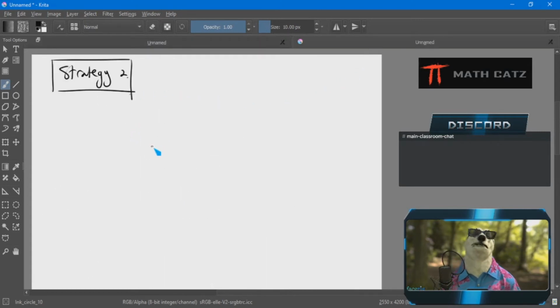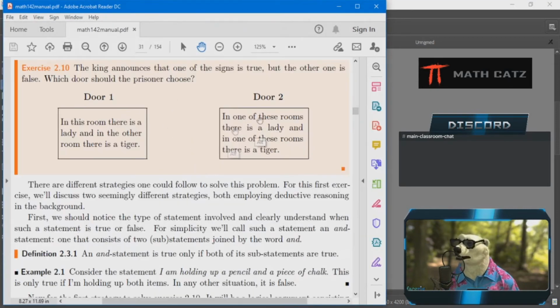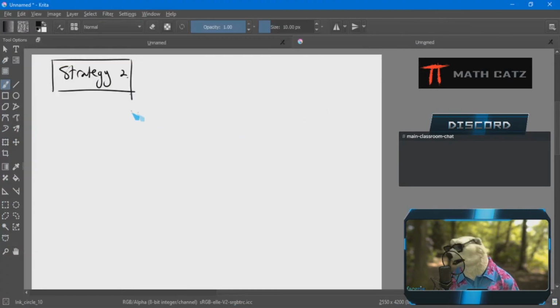In strategy two, I'm going to make a different plan. My question is exactly the same. This is the question. But I also realize that I have two doors. That's not a lot. Which means without even reading the question, I know it's a lady and the tiger question. I know there's ladies or tigers behind these doors. My options are quite limited. If I just look at every possibility there could be.